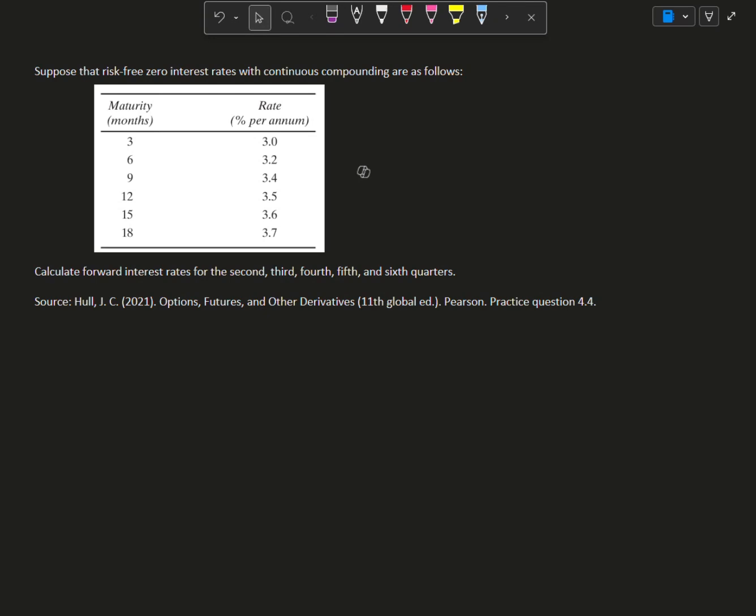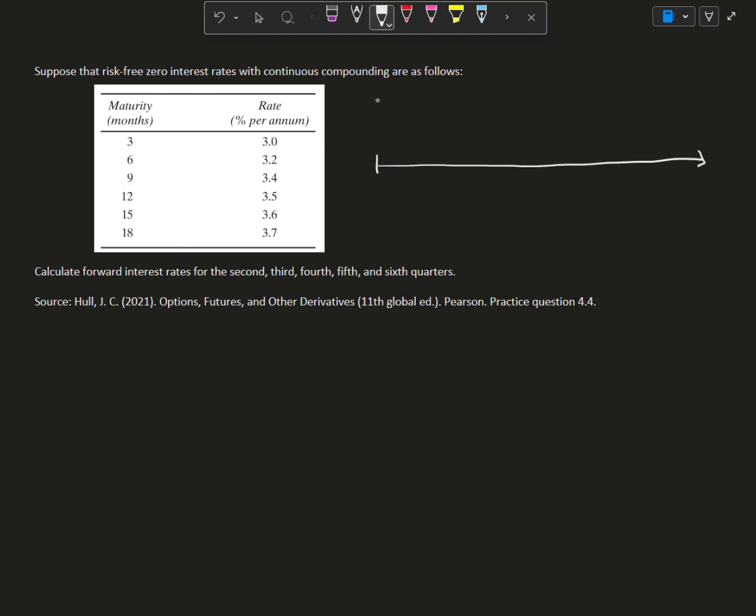In this exercise, we're asked to suppose that the risk-free zero interest rates with continuous compounding are the ones that we have in the table, and we are asked to calculate the forward interest rates for the second, third, fourth, fifth, and sixth quarters.